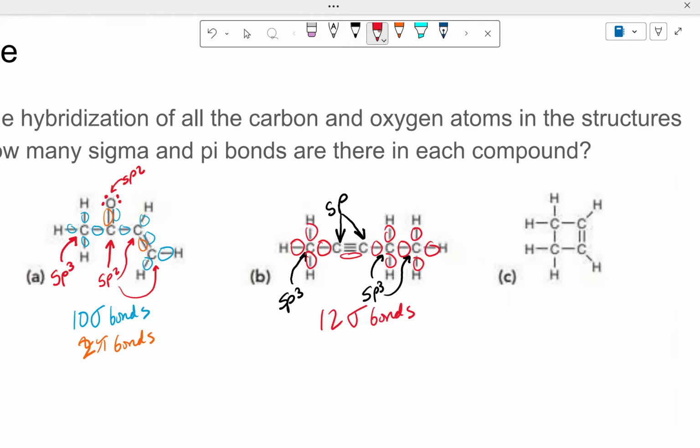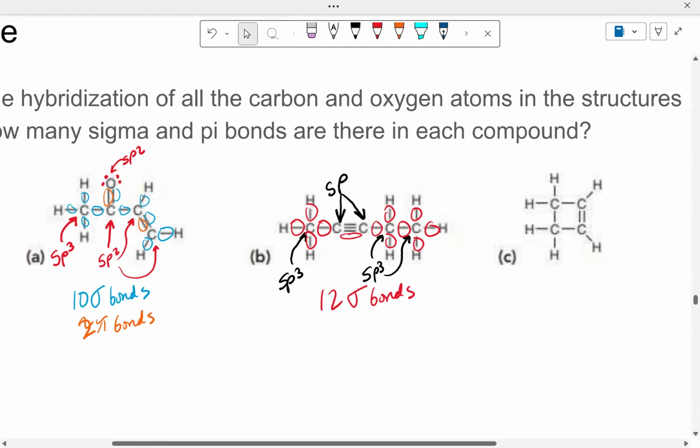Now we did have a triple bond. So when we go to that triple bond, remember that there are two pi bonds in a triple bond.